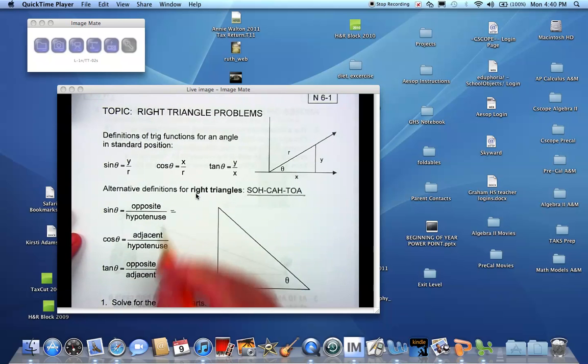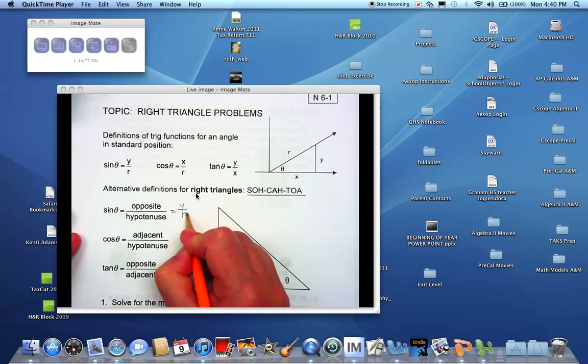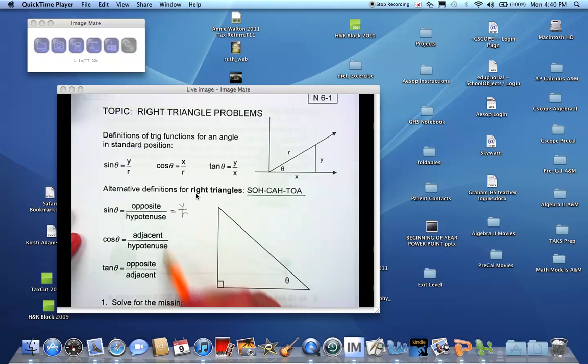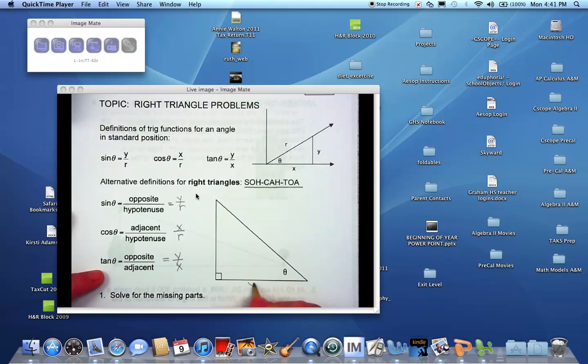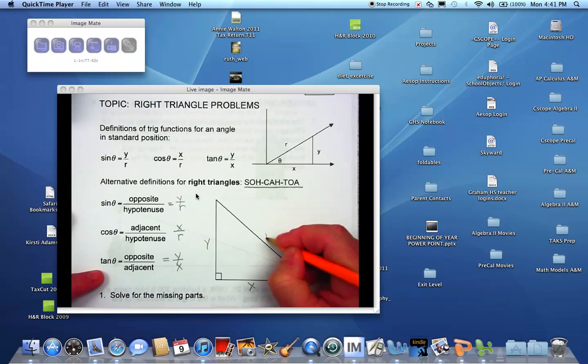Now you can also use y over r if you'd like. Y would be the opposite, and r would be your hypotenuse. You can use x over r. X is your adjacent, and r is your hypotenuse. And you can use y over x, where y is your opposite, and x is your adjacent. So here, you can label this one x, this one y, and this one r.